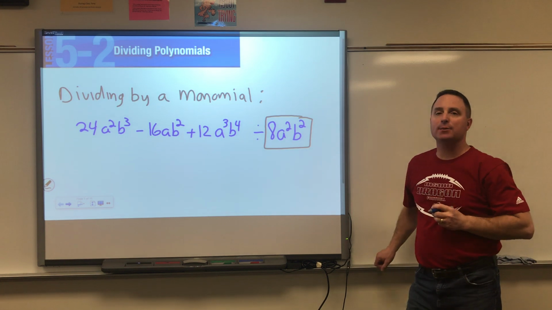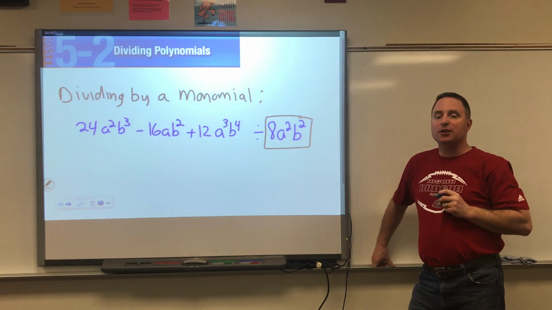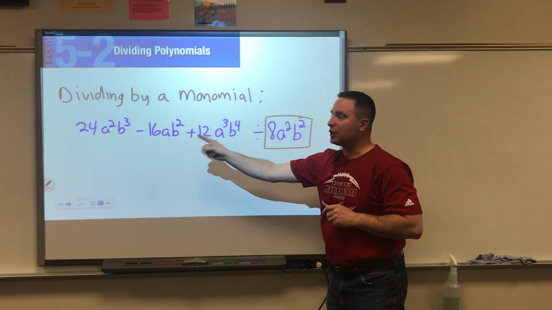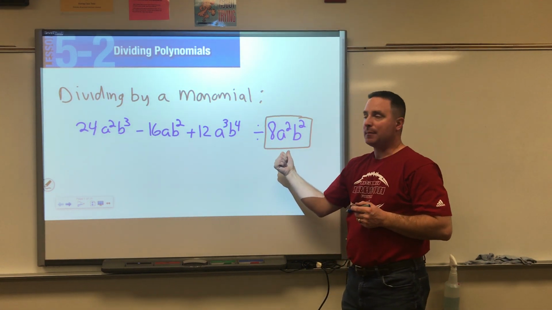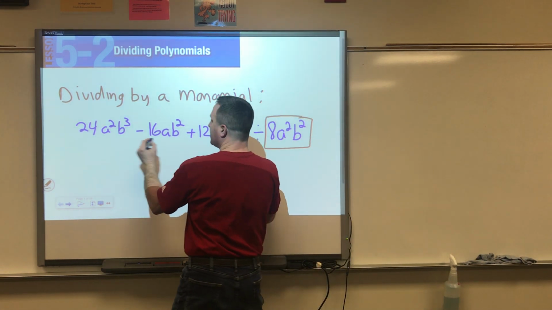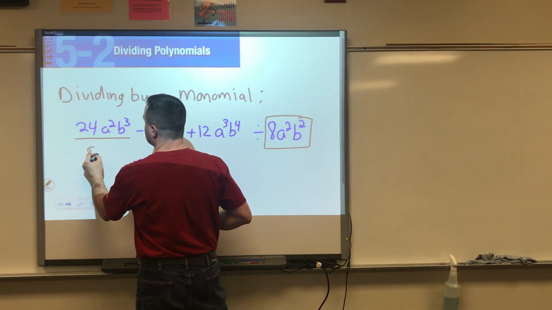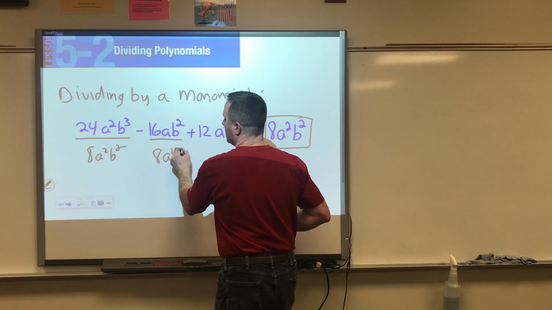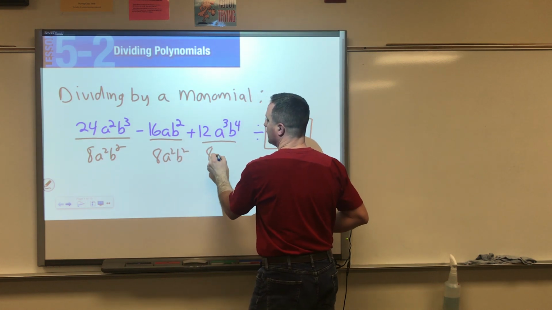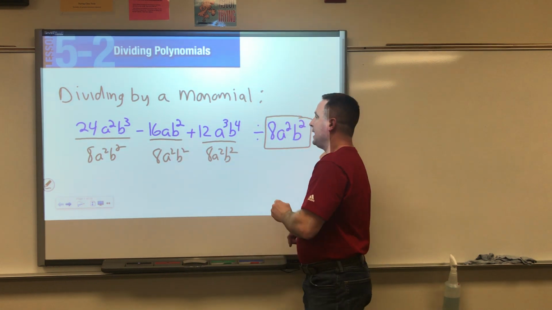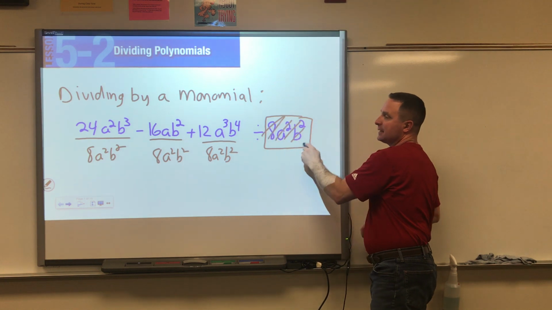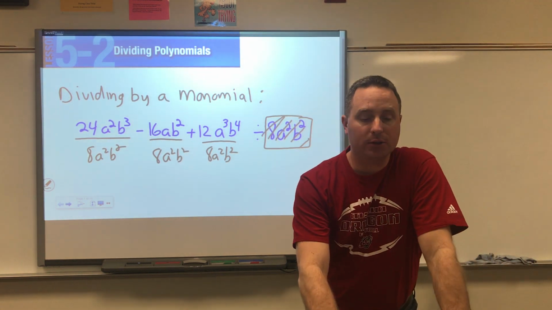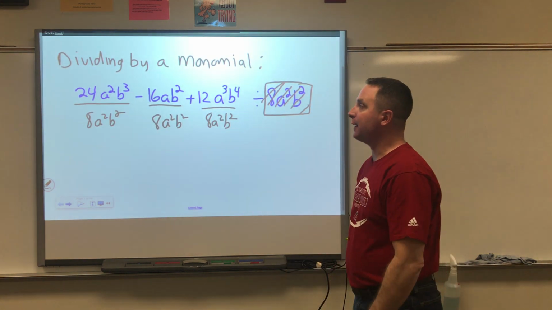Now there's a couple different ways we can do this. The easiest way to divide by a monomial is simply to divide each one of these terms by the monomial. So I could change this division sign into a fraction bar. Okay, and instead of doing it like that, I can simply make it 3 separate fractions. And then all we're going to do is try and simplify or reduce each fraction.